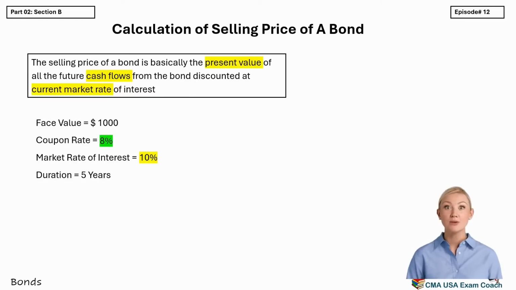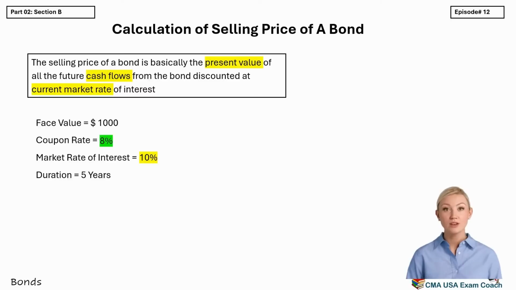Again, the face value of $1,000 means the bondholder will receive that amount at the end of the bond's term, after 5 years. Now, the coupon rate is 8%. That means the investor will receive 8% of the face value every year, which is $80 annually as interest. However, the market interest rate is 10%. This means that other bonds in the market, new ones being issued, are offering 10% interest.